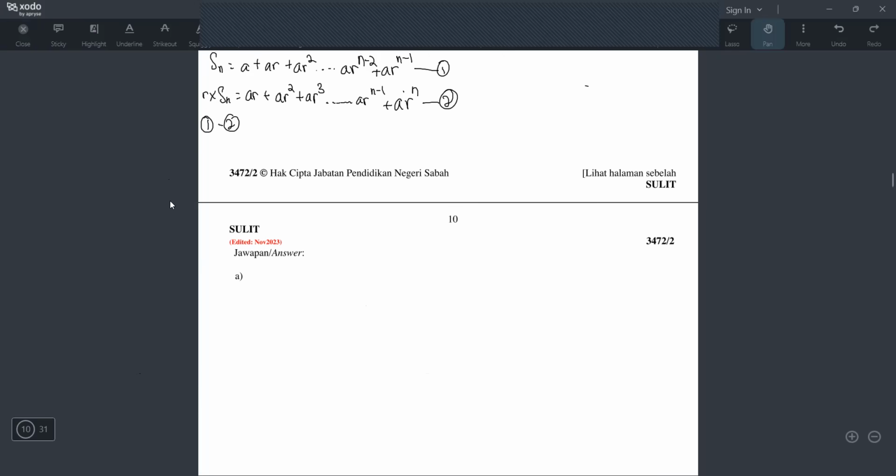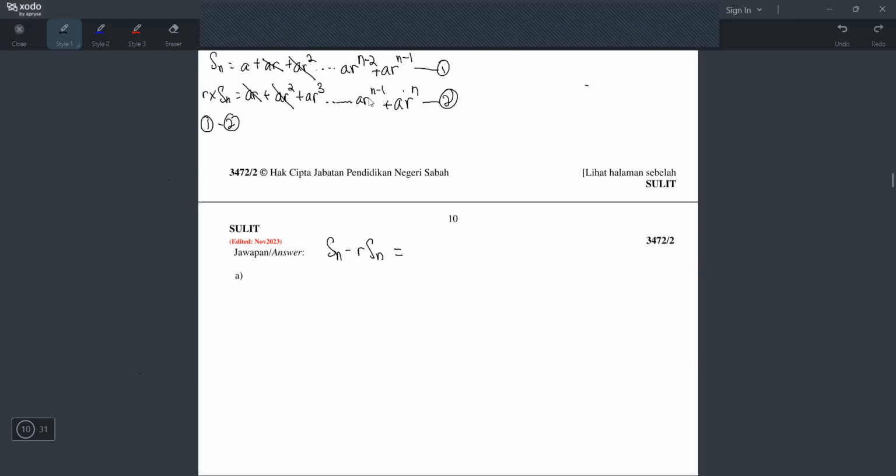Okay, so equation 1 minus equation 2, what do you think will happen? It will be Sn minus rSn, right? Because when you take 1 minus 2, you will take this one minus this one. And then what happens here is this AR and this AR will cancel each other when you minus. Do you agree? Because when you take 1 minus 2, AR minus AR cancels. AR power 2 minus AR power 2 will be cancelled.